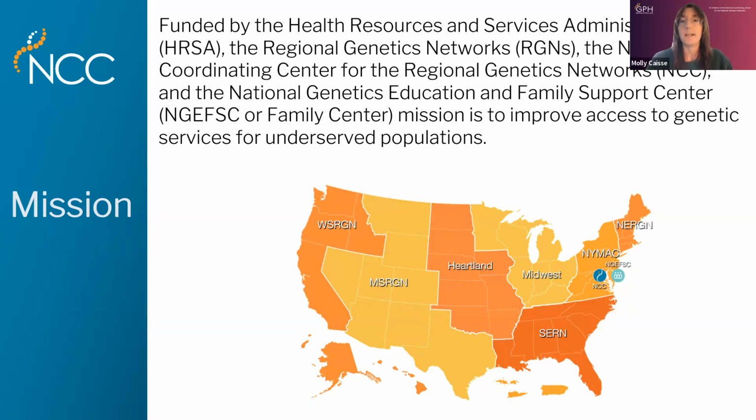For those who might not be familiar with NCC, we are the National Coordinating Center for the Regional Genetics Networks, and we are a program that is federally funded by the Health Resources and Services Administration, HRSA. So NCC, along with the 7 regional genetics networks, as well as a National Genetics Education and Family Support Center, drawn on this map on this slide, all work together to achieve the mission of improving access to genetic services for underserved populations.